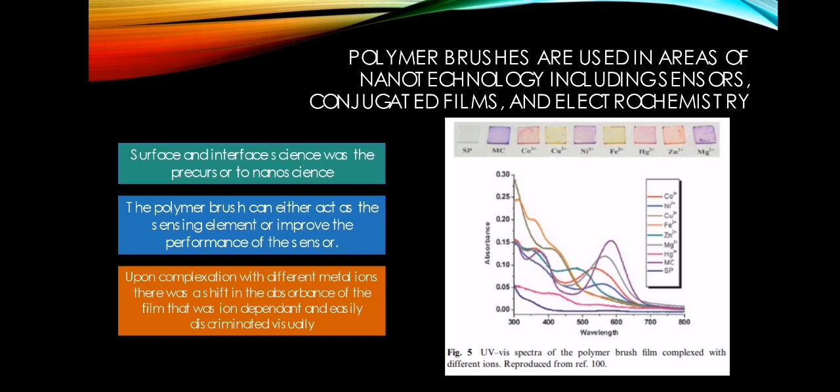Polymer brushes, acting as well-defined and highly regular thin films, have been used to enhance sensors. The polymer brush can either act as the sensing element or improve the performance of the sensor. Examples include humidity sensors and photochromic ion sensors. The photochromic ion sensor uses spiropyran functionalized monomers copolymerized with methyl methacrylate from glass substrates. Upon complexation with different metal ions, there was a shift in the absorbance of the film that was ion dependent and easily discriminated visually, as shown in figure number 5.